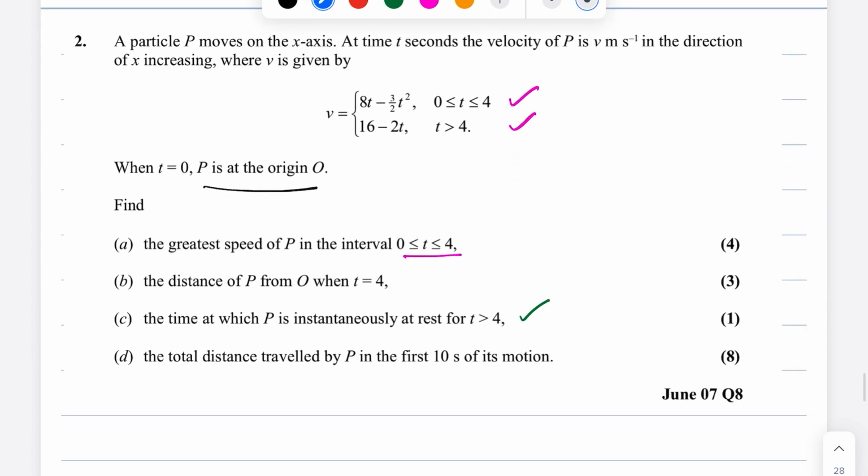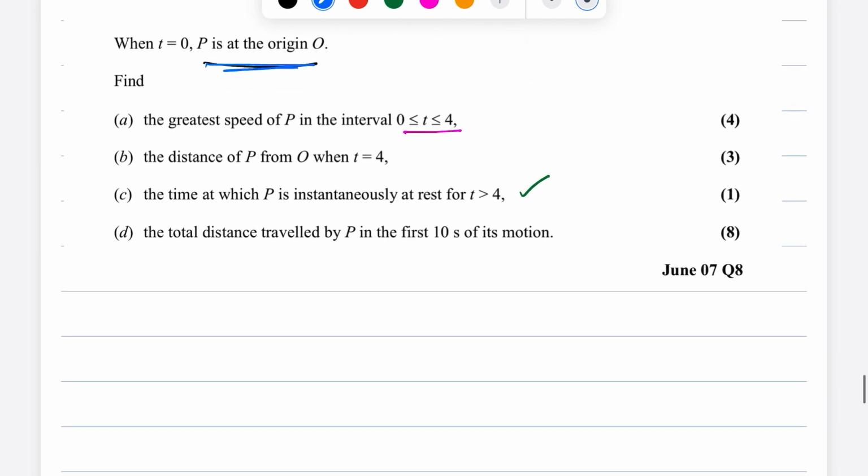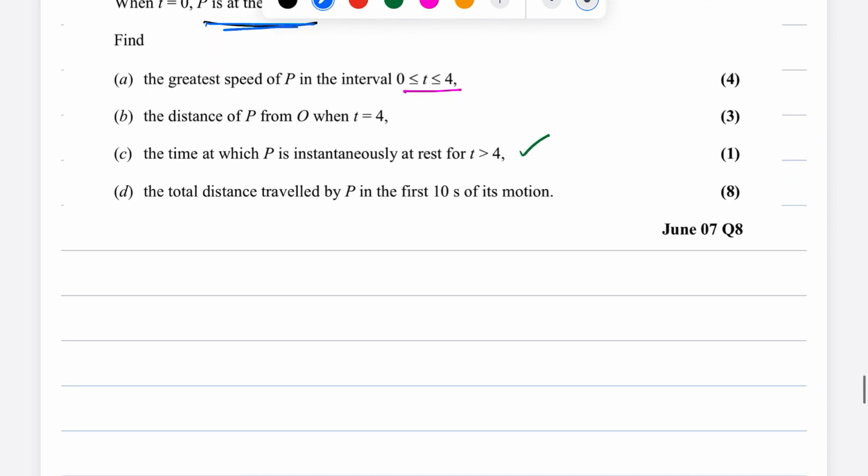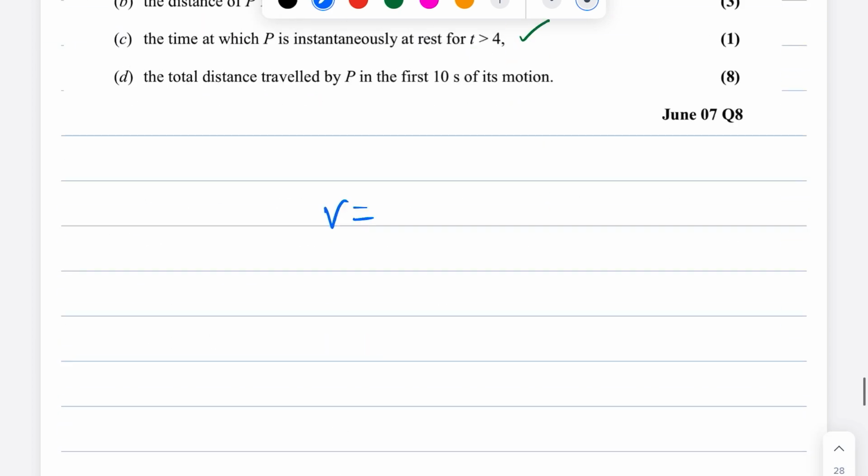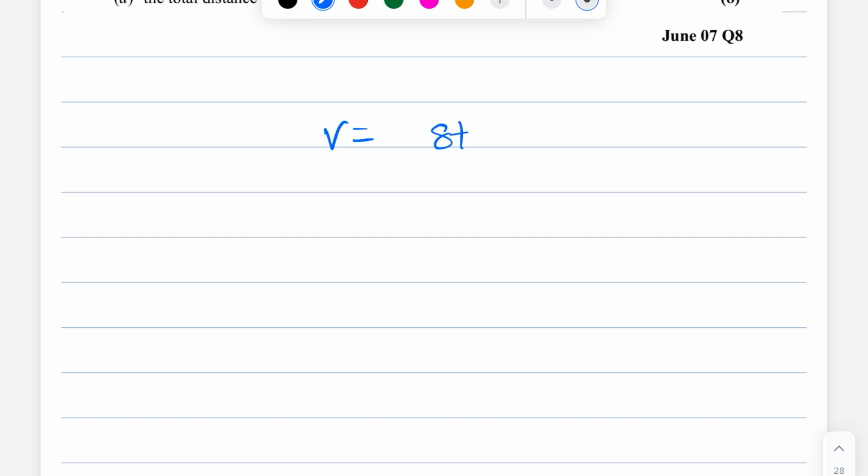Coming to question number 2. A particle P moves on the x-axis, and between 0 to 4 seconds is one equation and greater than 4 seconds is the other equation. At t equal to 0, P is at origin. Find the greatest speed of P between 0 to 4. So what is the equation given? For 0 to 4, v equals 8t minus 3 upon 2 t square.